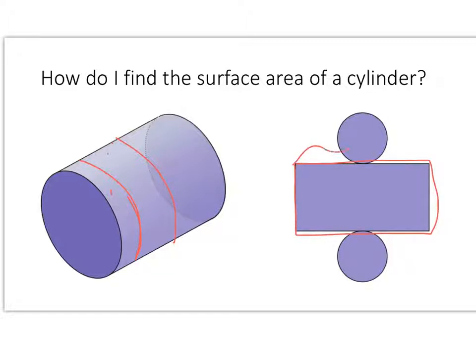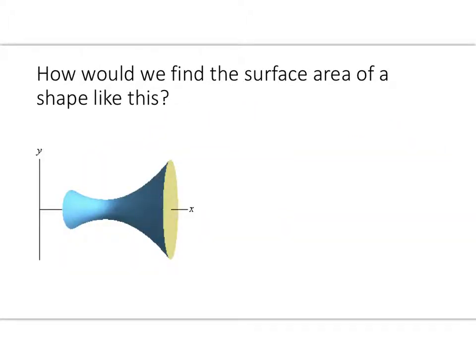Well, the edge of this rectangle is equal to the circumference of the circle, so that would be 2 pi times my radius, 2 pi r is radius, times whatever the length of that amount of the curve is. So we can use that same idea to find the surface area of an irregular shape.